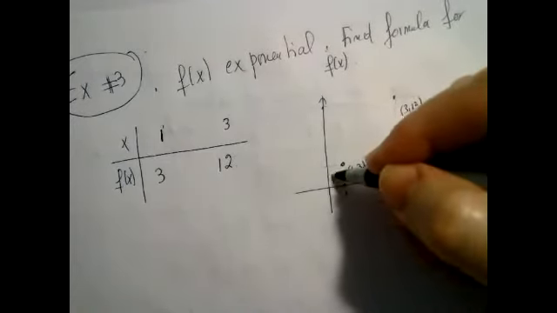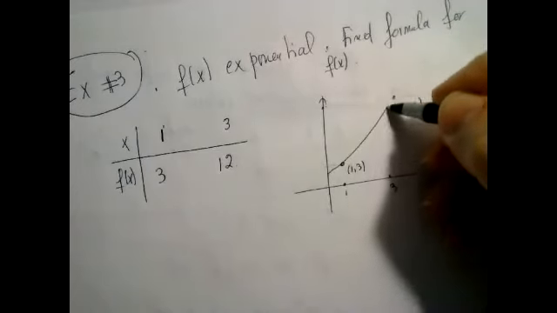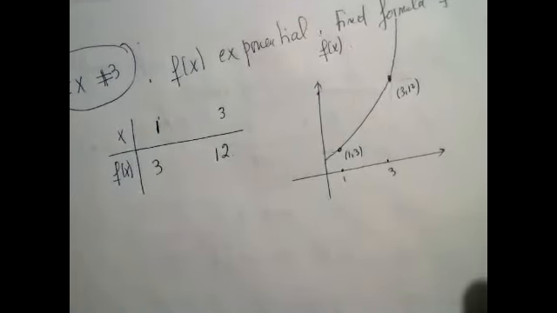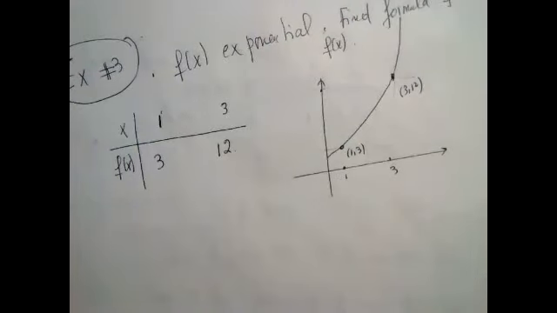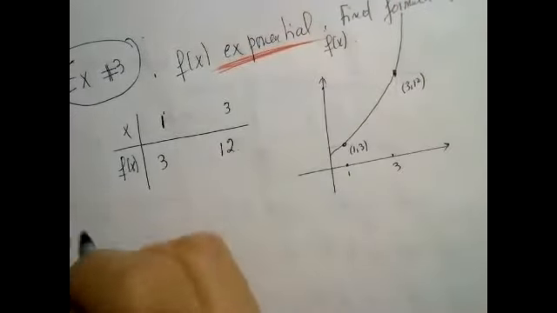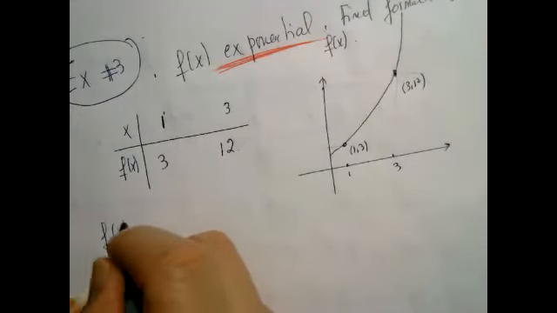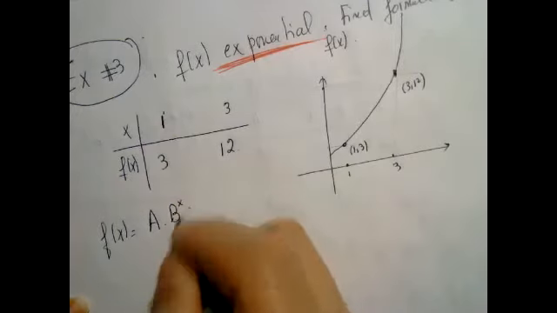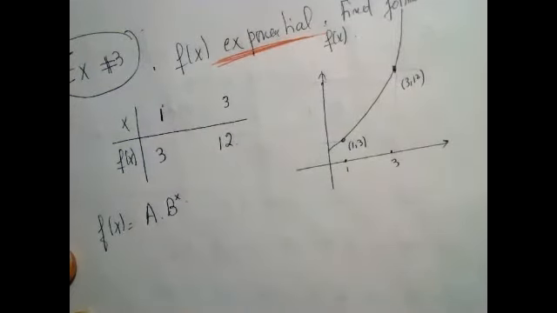My function is exponential. It means it curves. It's not a straight line. It's curving. My question is to find a formula. All right. So this is a little bit different from the other problem because I don't have a. So the minute I read this exponential, it means that the formula that should guide me is f is a times b to the x. And now what I need to do is compute a and b.